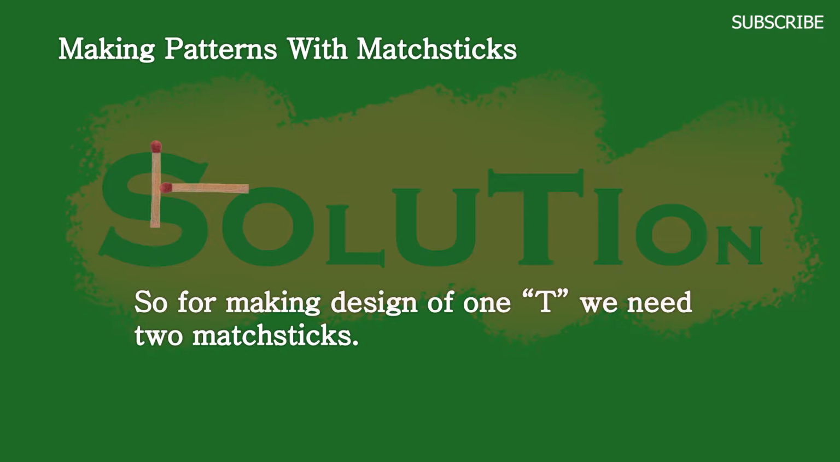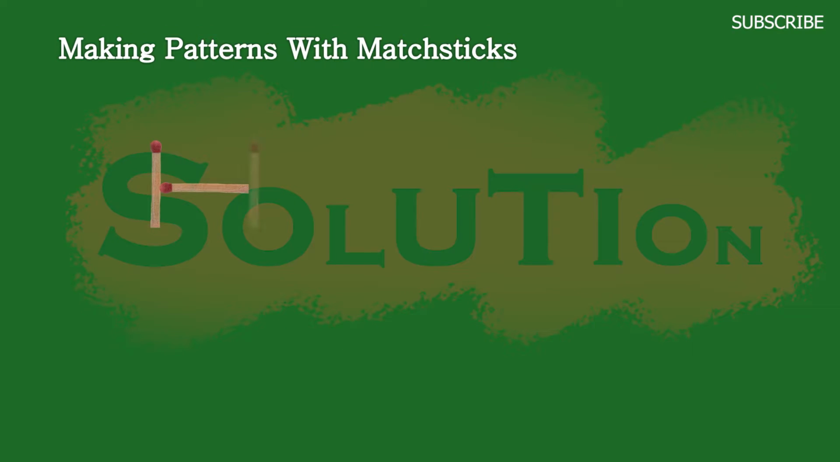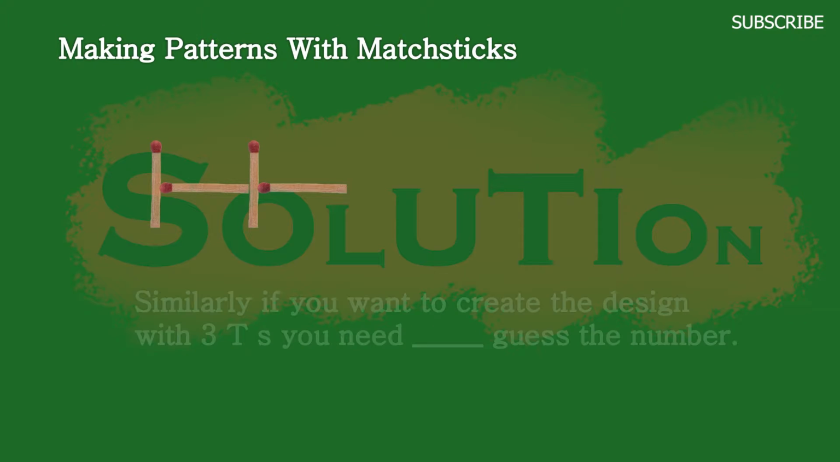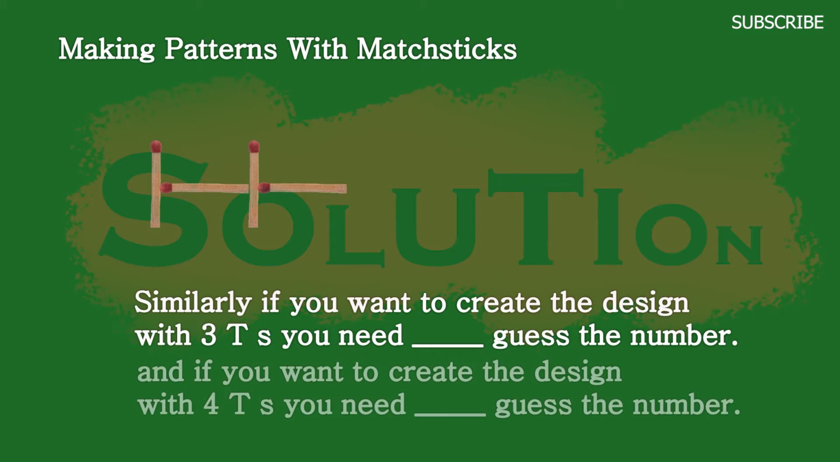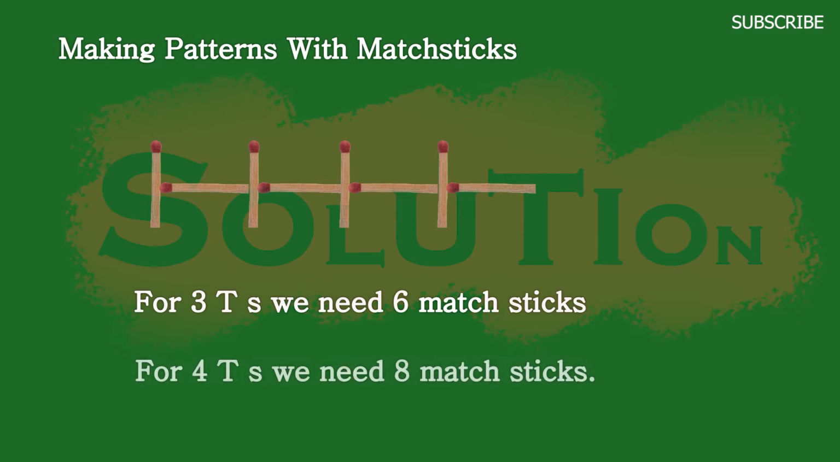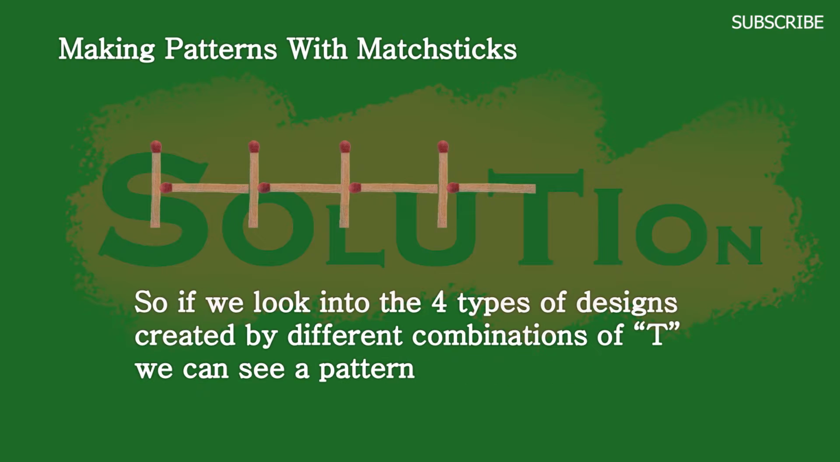Now let us move ahead and make some design with 2T. Now you can see 2T, I am placing them one after another, and with the help of matchsticks I have designed it. So for 2T we can make a design, and for that we need 4 matchsticks. So some pattern is coming. For 3T and 4T, can you guess the number of matchsticks that we need? Definitely for 3T we need 6 matchsticks, for 4T we need 8 matchsticks.